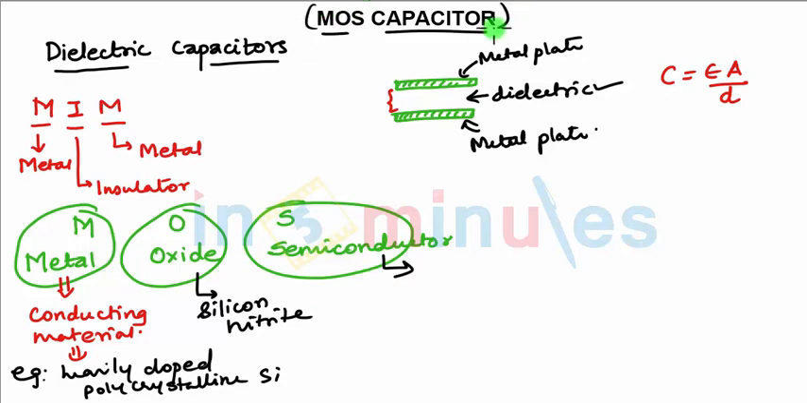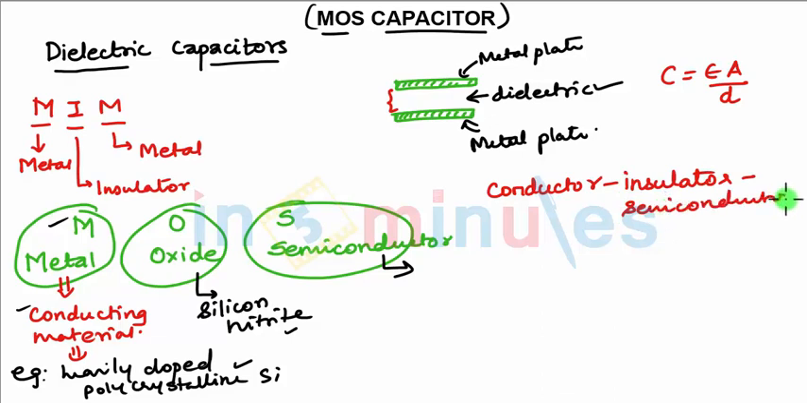So a MOS capacitor is built up of a metal, which can be a conducting material such as heavily doped silicon, an oxide such as silicon nitride, and the semiconductor. So first is your metal, which can be called a conductor, second is your insulator and third is your semiconductor. So we can call the metal oxide semiconductor a conductor, insulator, semiconductor capacitor. Now it is not compulsory that the metal has to be a metal. You can have polycrystalline silicon also, right? But generically we use the name MOS capacitor.